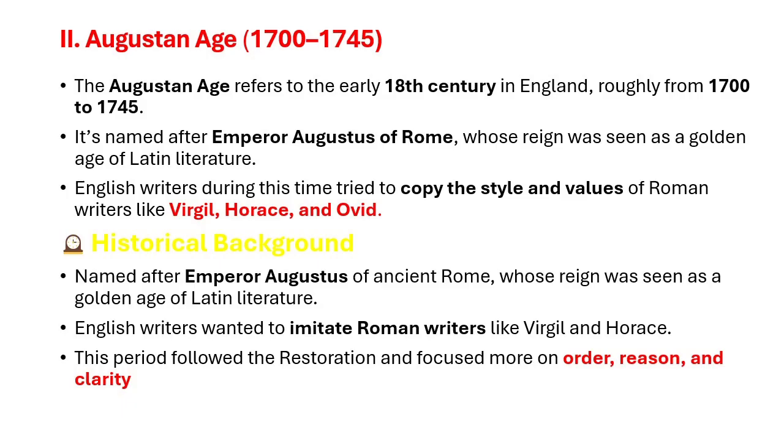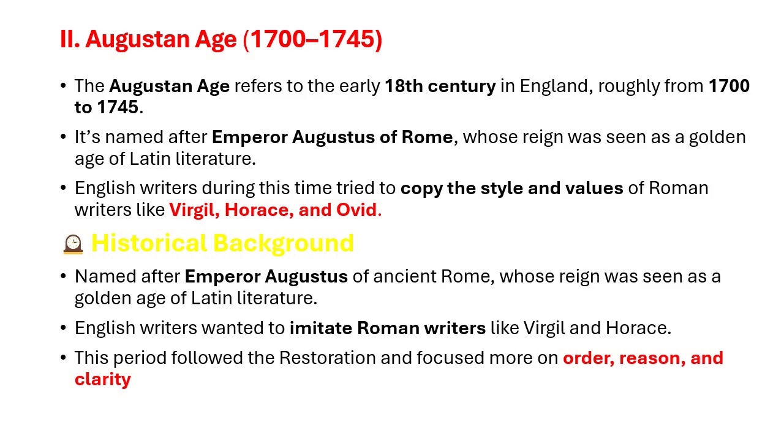Now let's go to the Augustan age. The Augustan age refers to the early 18th century in England, roughly from 1700 to 1745. It's named after Emperor Augustus of Rome, whose reign was seen as a golden age of Latin literature. So here Latin literature was more in talk. English writers during this time tried to copy the style and values of Roman writers. So it is named the Augustan age after Emperor Augustus of ancient Rome.